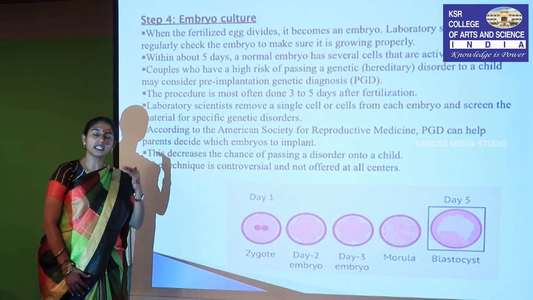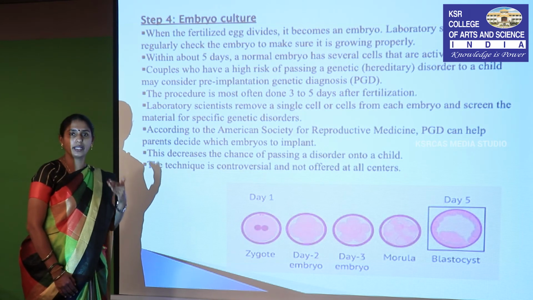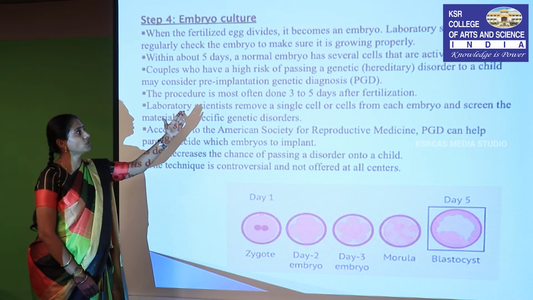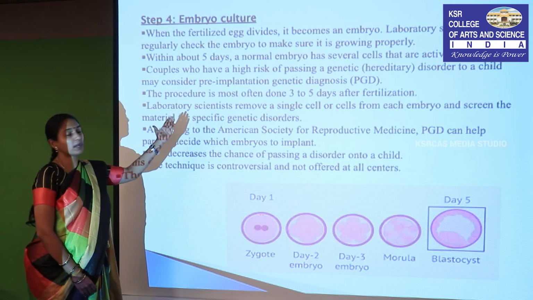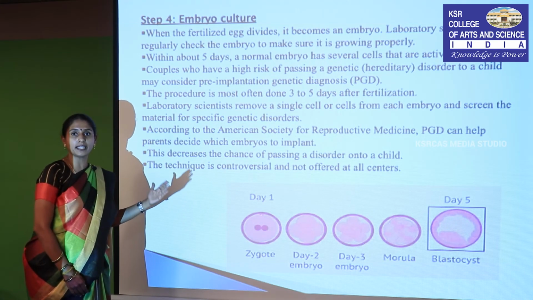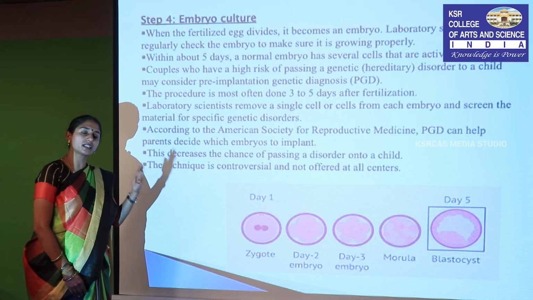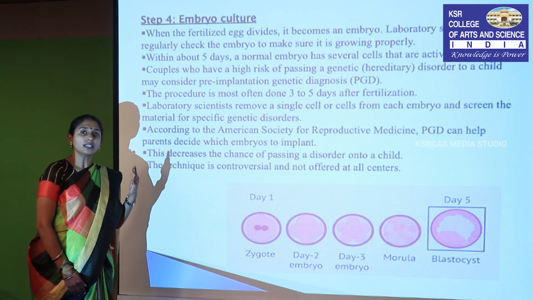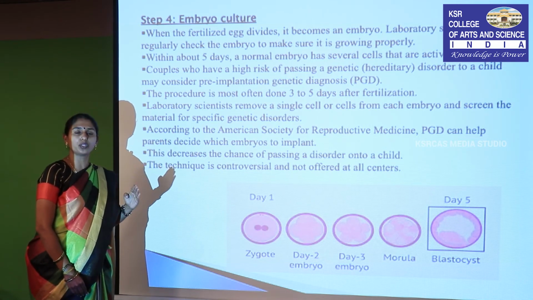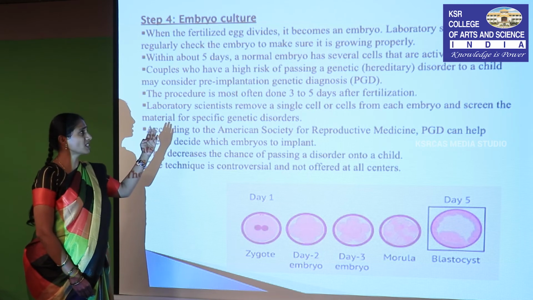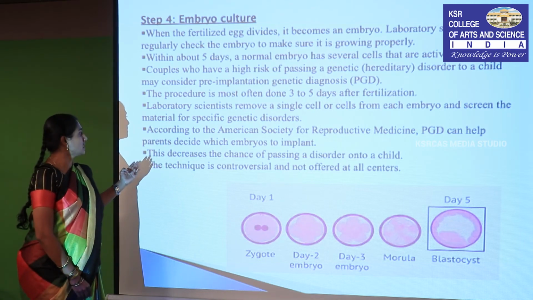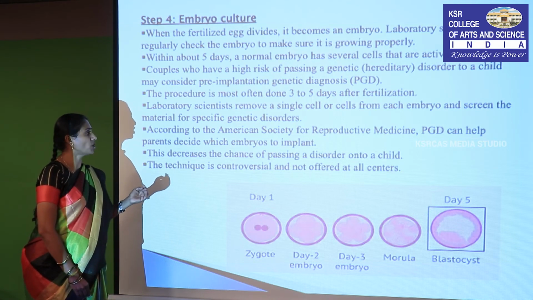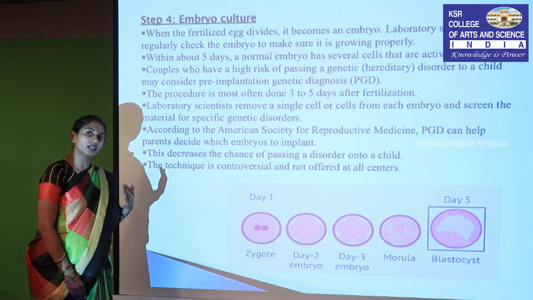So, if any genetic disorder is there, they can detect it by the process called PGD, pre-implantation genetic diagnosis. Pre-implantation means before implanting the embryo into the woman, they can screen and check it, and if any genetic disorder is there, they will not implant that embryo into the woman's womb. So, this is a very important process. This decreases the chance of passing a disorder onto a child. The technique is controversial and it is not offered at all the centers.